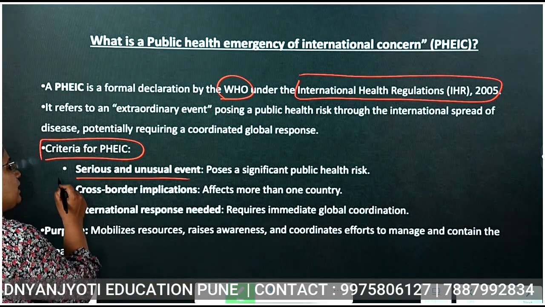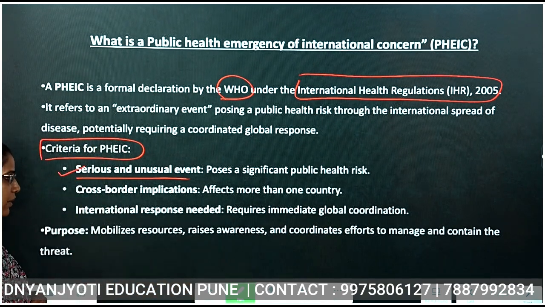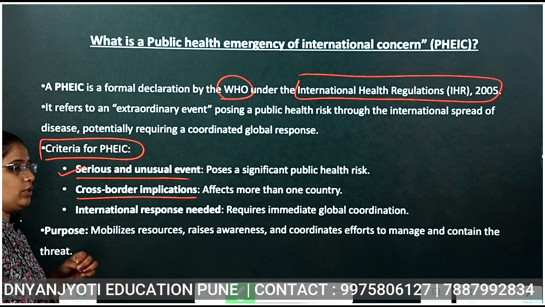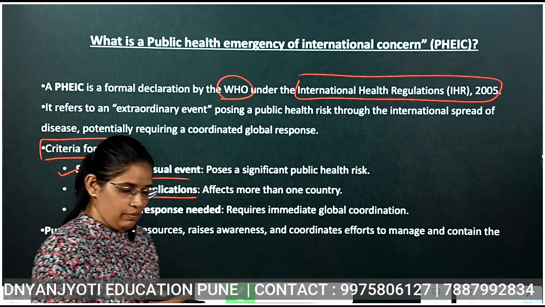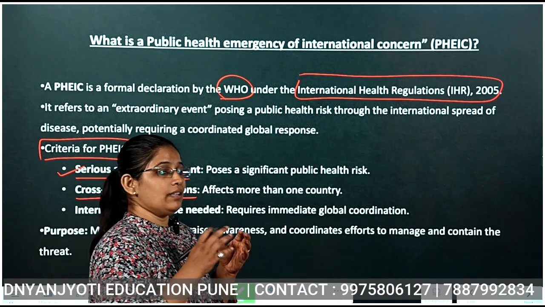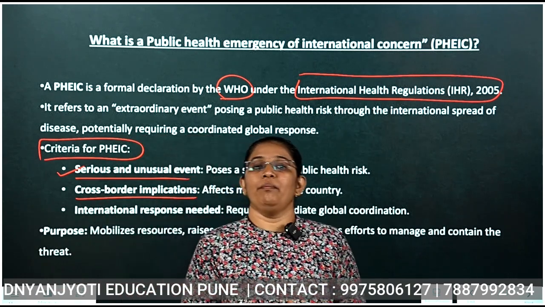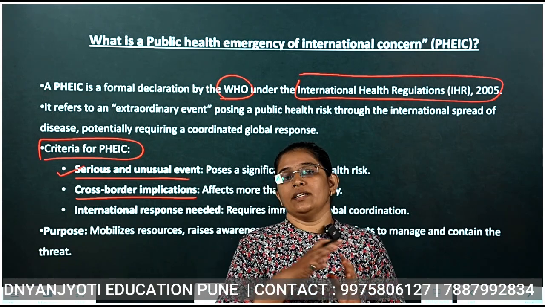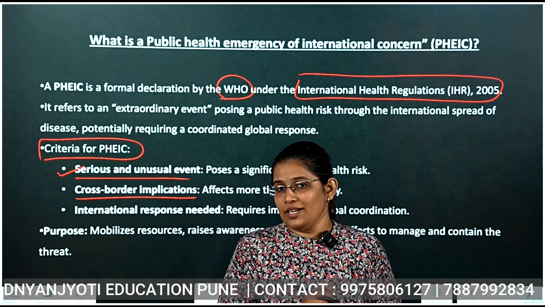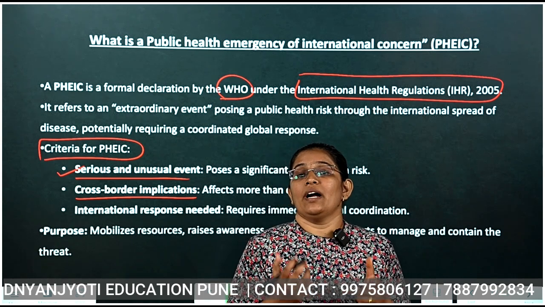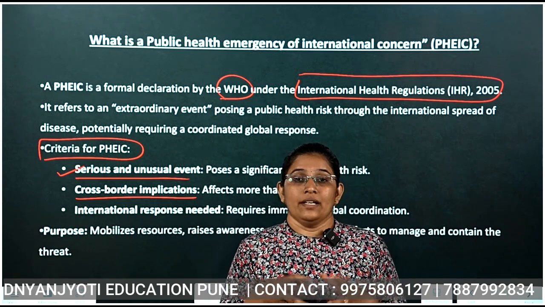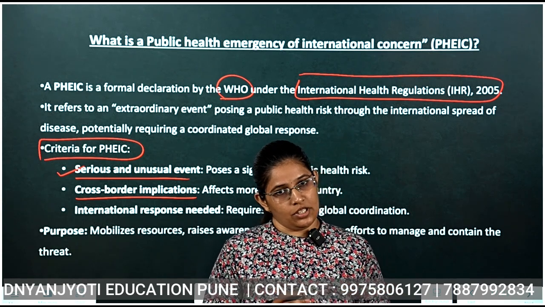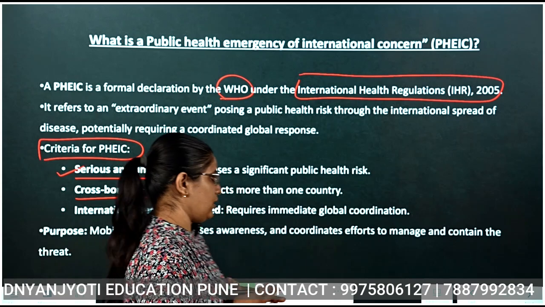That's why it can be considered a public health emergency. The second important criterion is related to the cross-border implication, which means that the outbreak should impact not only one specific region; neighboring regions should also come under threat for any disease to be declared as a public health emergency of international concern.